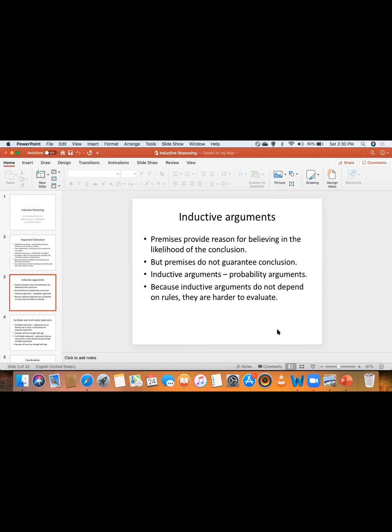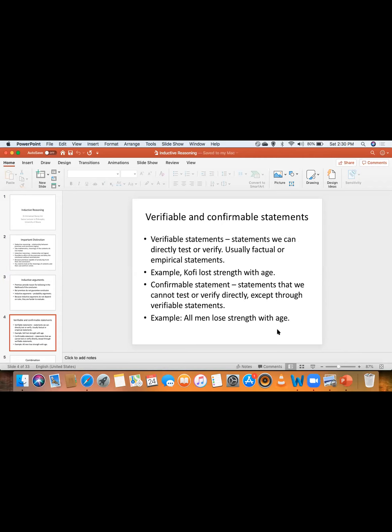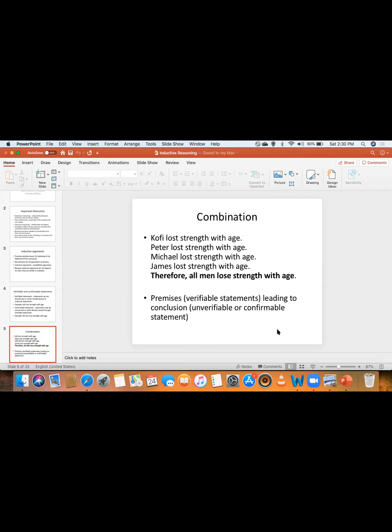Because inductive arguments don't depend on rules, they are much more difficult to evaluate. And so we distinguished between verifiable and confirmable statements, and we arranged them to see that verifiable statements are normally the premises of inductive arguments. Confirmable statements are normally the conclusions. Now, another word for the conclusion of inductive arguments, apart from confirmable statement, is what? Is hypothesis.